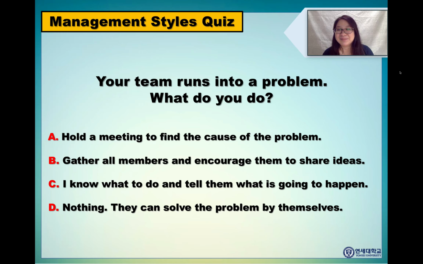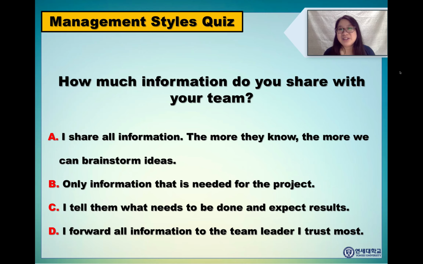Number 3, how much information do you share with your team? A, I share all information. The more they know, the more we can brainstorm ideas. B, I only share information that is needed for that project. No extra information. C, I tell them what needs to be done and I expect results. D, I forward all information to the team leader I trust the most.